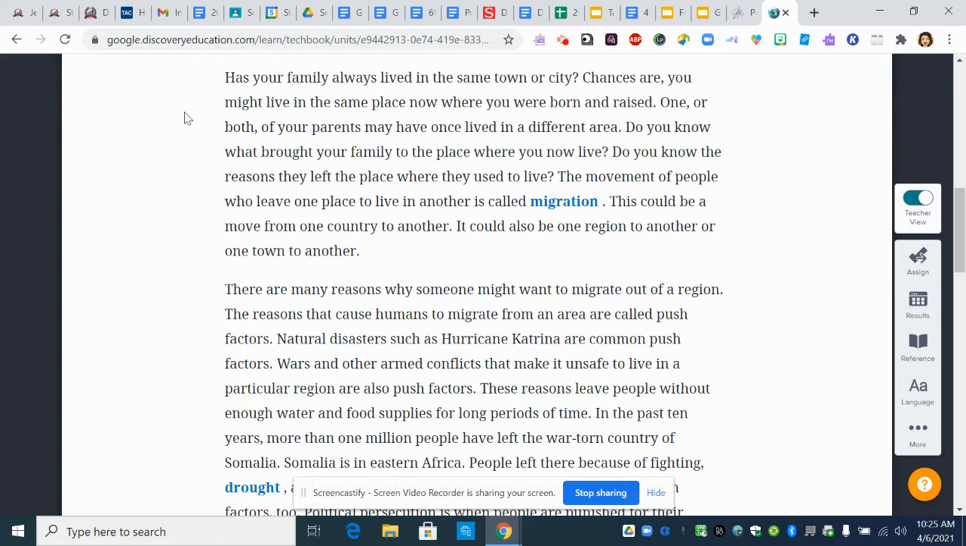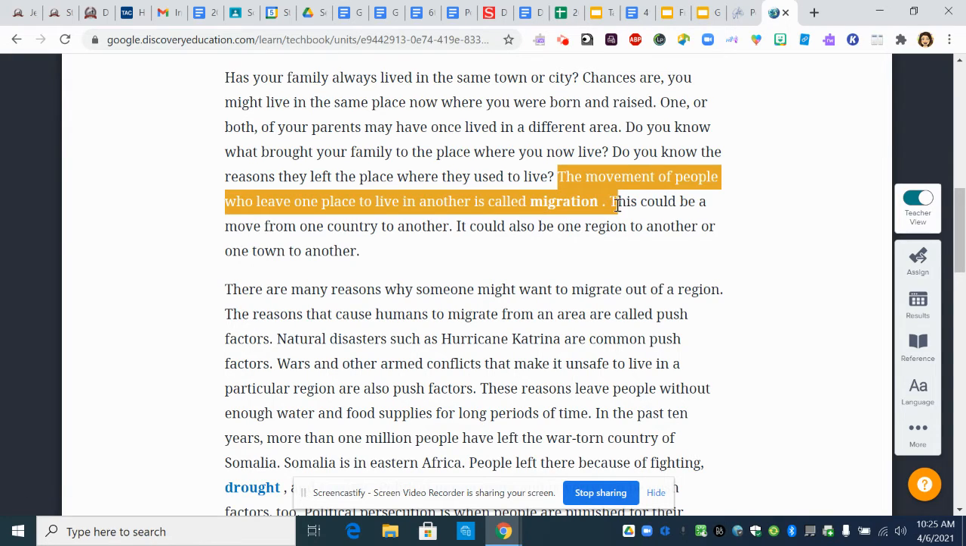Chances are you might live in the same place now where you were born and raised. One or both of your parents may have once lived in a different area. Do you know what brought your family to the place where you now live? Do you know the reasons they left the place where they used to live? The movement of people who leave one place to live in another is called migration. I'm going to highlight that.